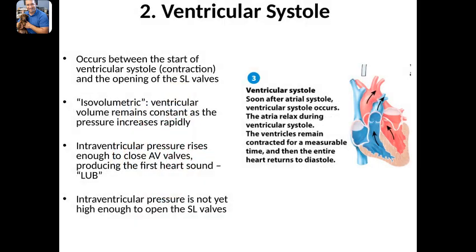Then the ventricles are going to contract. They're going to pump from the right side of the heart. The pulmonary circuit is going to be driven. From the left side of the heart, the systemic circulation is going to be driven.